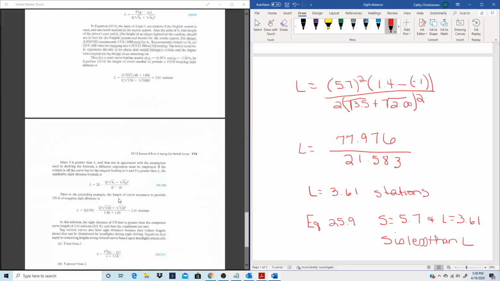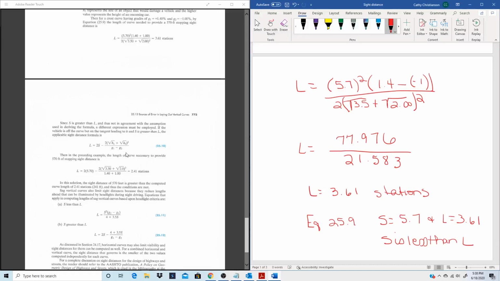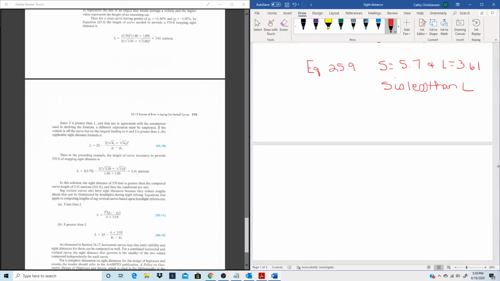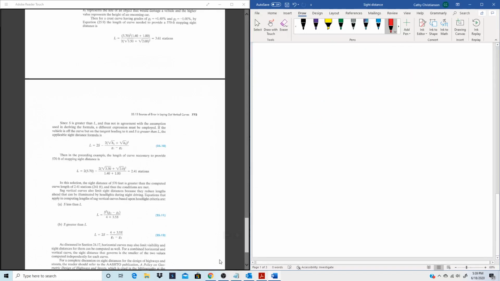So equation 2 is a little different, and so this is equation 2. Since our S was greater, we need to go to equation 2.10. So I'm going to go ahead and scroll down. I'm just going to get some extra pages put in before I start writing, and I'll delete them.